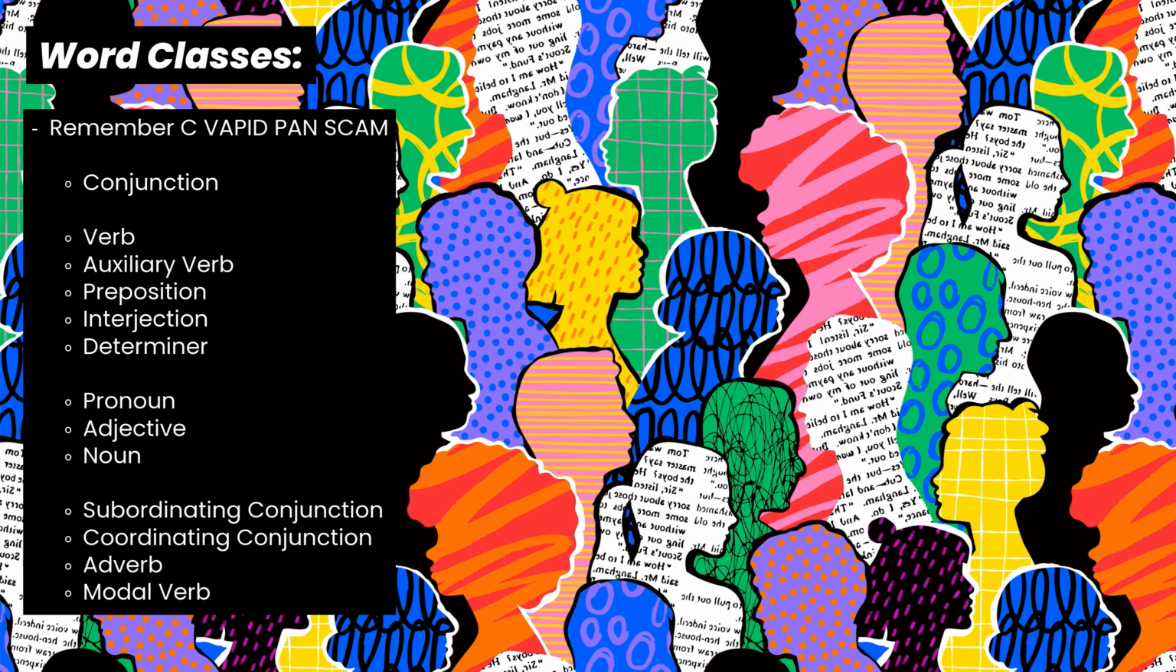Now, there are lots of mnemonic devices out there to help you remember the different word classes. We here at LangExplained like see, vapid, pan, scam because it uses all of the word classes listed in the VCAA study design for English language. And it helps jog your memory that there are, of course, two different types of conjunctions, that there are nouns and pronouns, and that for our category of verbs, you need to know verbs, but also modal verbs and auxiliary verbs. Let's take a look now at what each of these word classes mean in a little bit more depth.